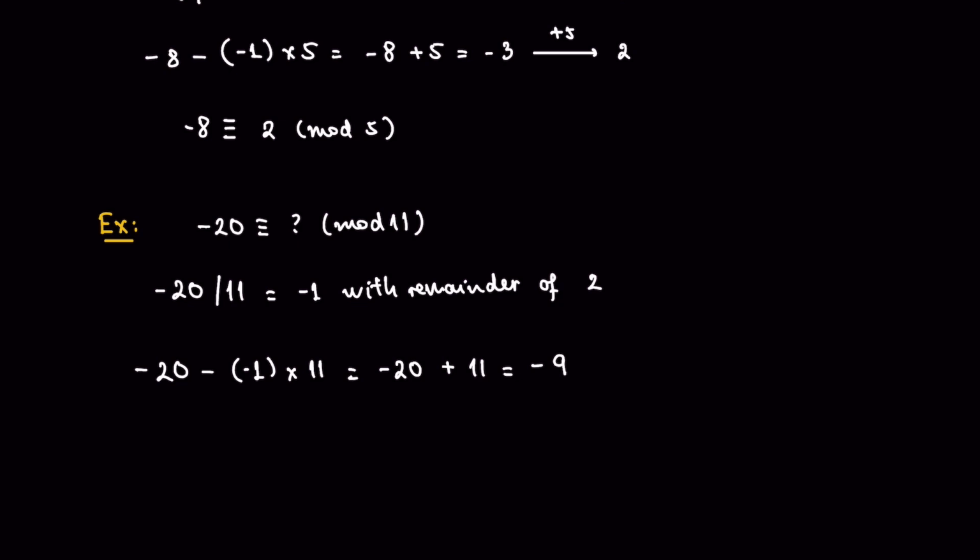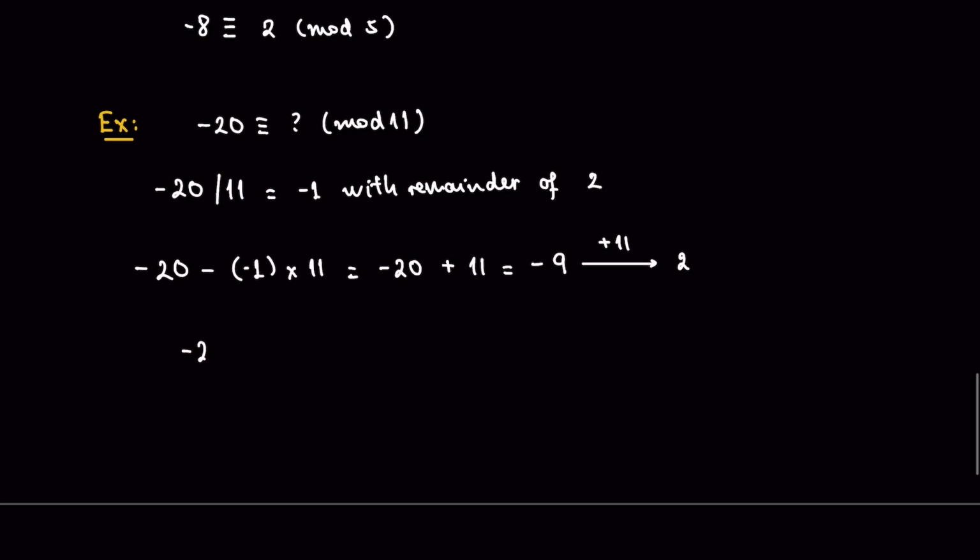Now you need to keep adding 11 because we are working with modulus 11 in order to arrive at either 0 or a positive remainder. So here I'm going to continue adding 11. So negative 9 plus 11 gives you 2. Therefore, that is the remainder of this calculation. Thus you can write negative 20 is congruent to 2 mod 11.